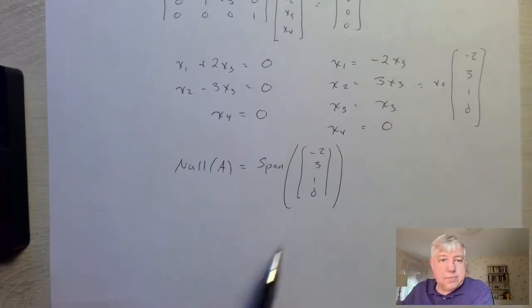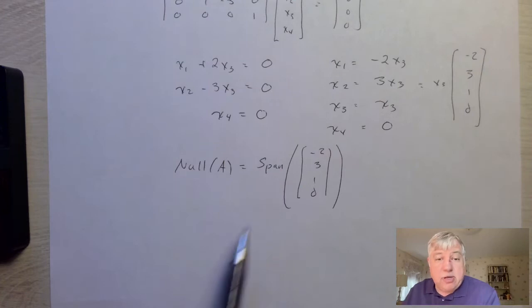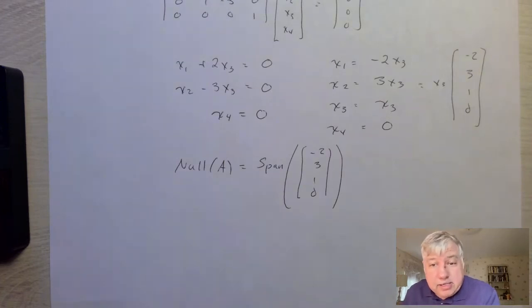And again, you can just leave your answer like this. There's really no other option, because there are infinitely many vectors in the span. You can't write them all out, so you just give the spanning set. Okay.